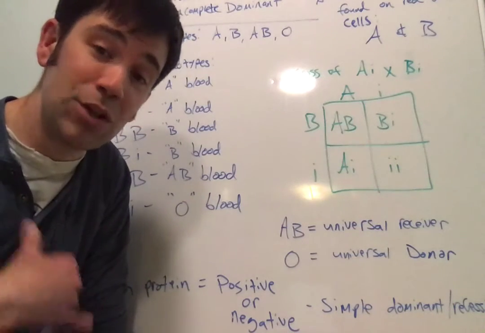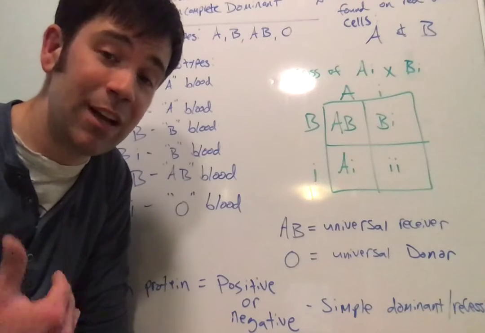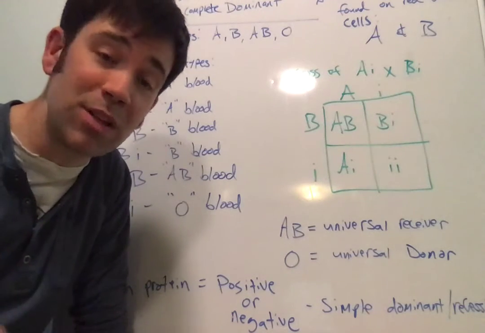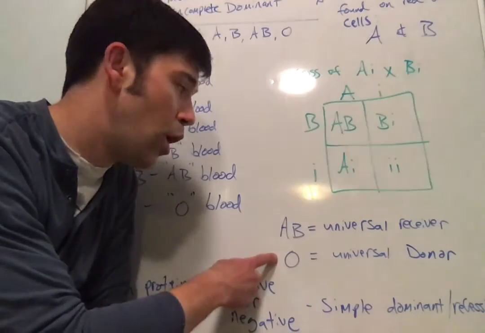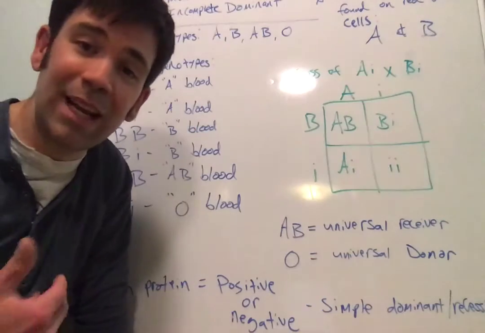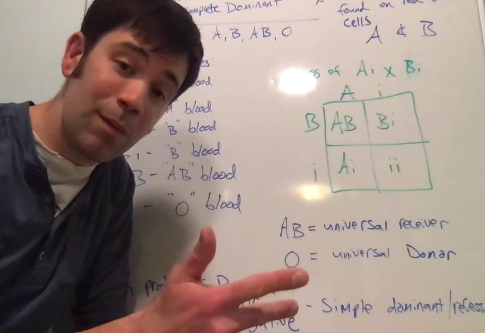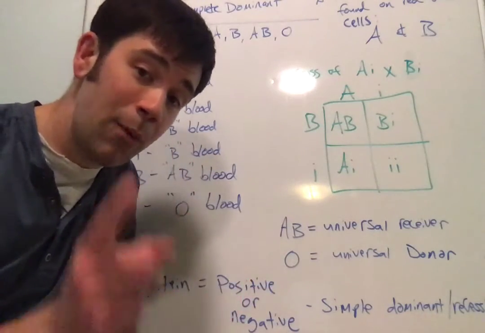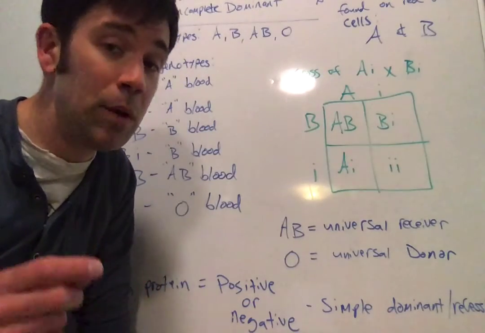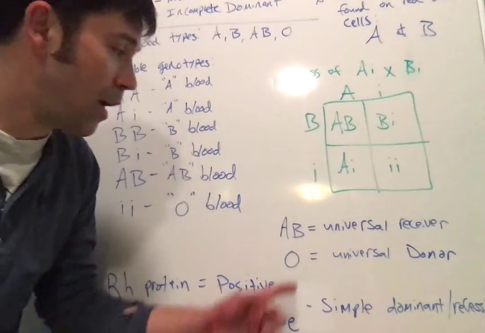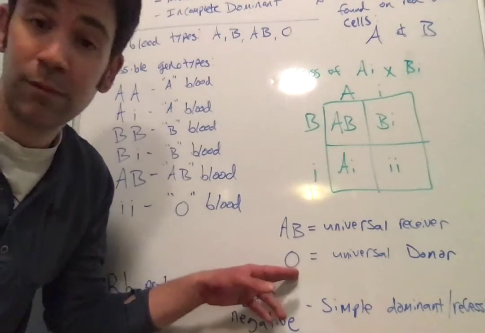Because O blood has no proteins on it, any blood type can receive it in a transfusion, because with no proteins on it, there's nothing for the body to recognize as being bad. So O blood is called the universal donor because it can donate to someone with A blood, B blood, AB blood, or O blood. However, O blood can only receive blood from an O donor. Okay, so if you are ever O blood, it's really important if you get a chance to give blood.